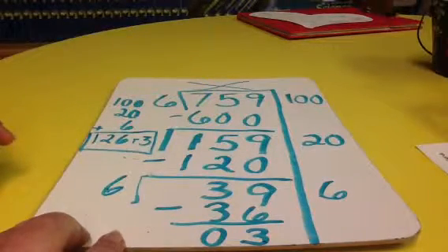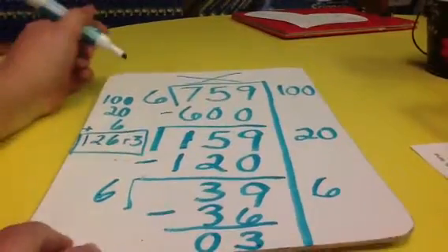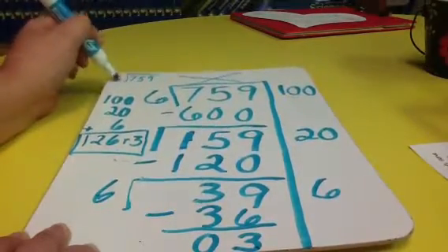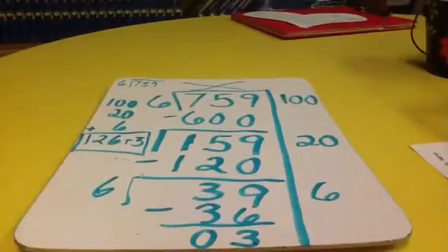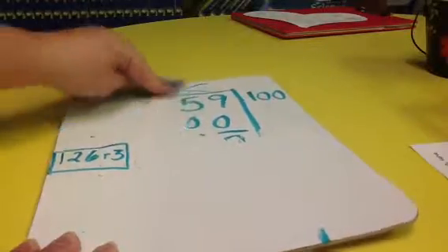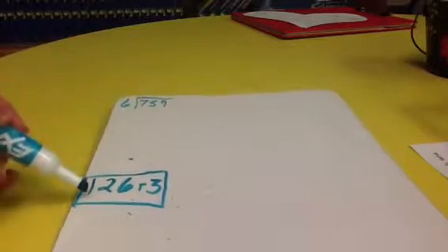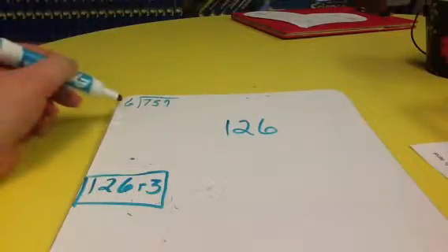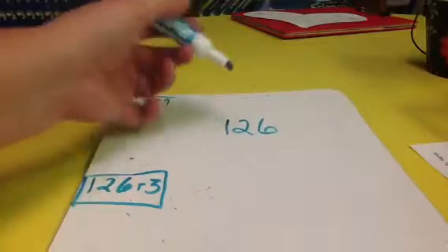And of course, if I want to check, I can always do the inverse operation, which would be multiplication. So I'm going to go ahead and erase this, not my answer, so I know what I'm multiplying. So what I will be multiplying is 126 times my divisor. So my quotient times my divisor, because once again, that's what we multiply, our quotient and divisor.